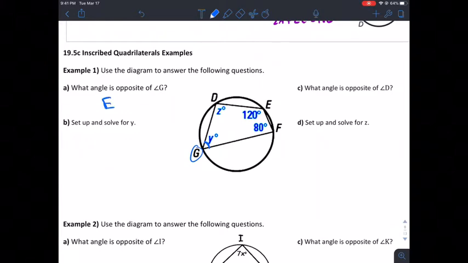Now it says set up and solve for Y. We know that angle G and angle E are supplementary, which means that when you add them up, you get 180. So you get Y plus 120 equals 180. When you solve this, you end up getting Y equals 60.